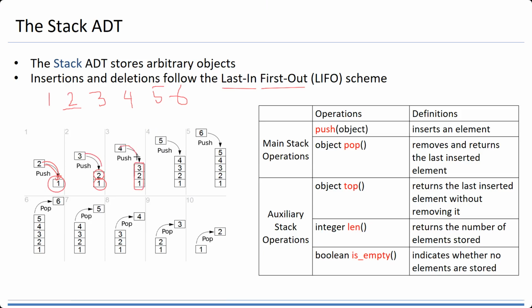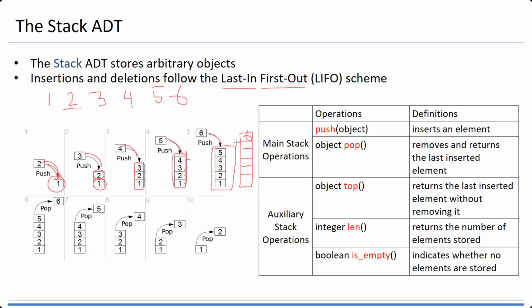Now I'm going to push number 4. Then the stack will be like this one, 1, 2, 3, 4. And then I'm going to push number 5. Then the stack will be like this one. And I'm going to push number 6. Then at the end, I will have a stack with 1, 2, 3, 4, 5, 6. Number 6 will be at the top.